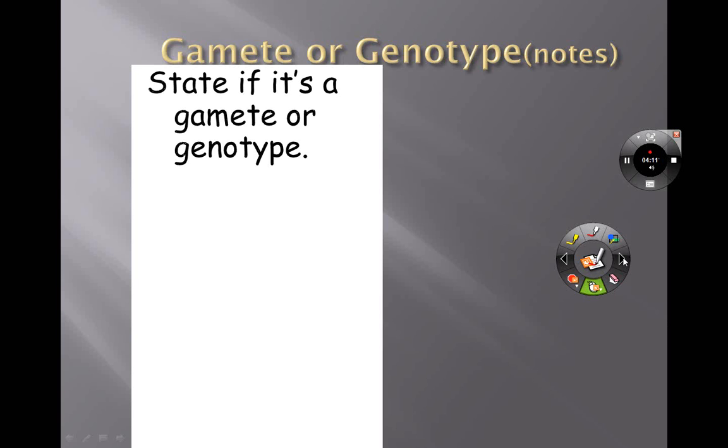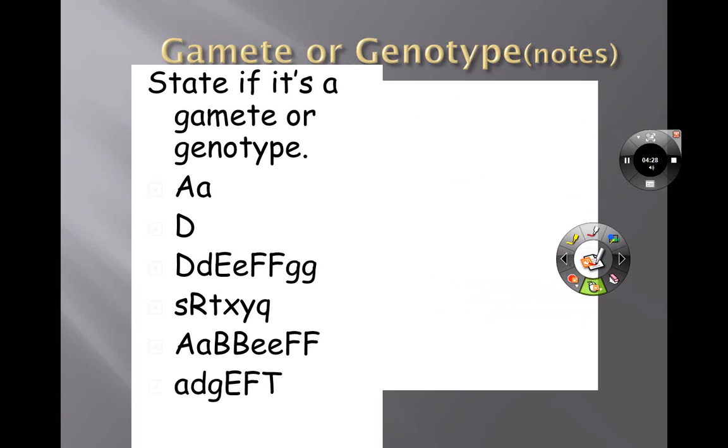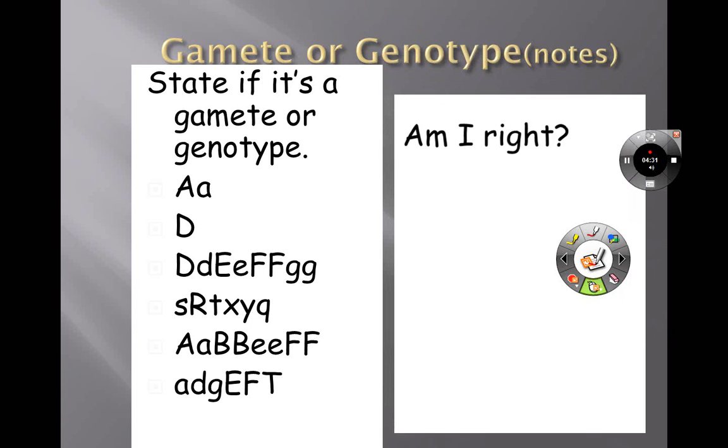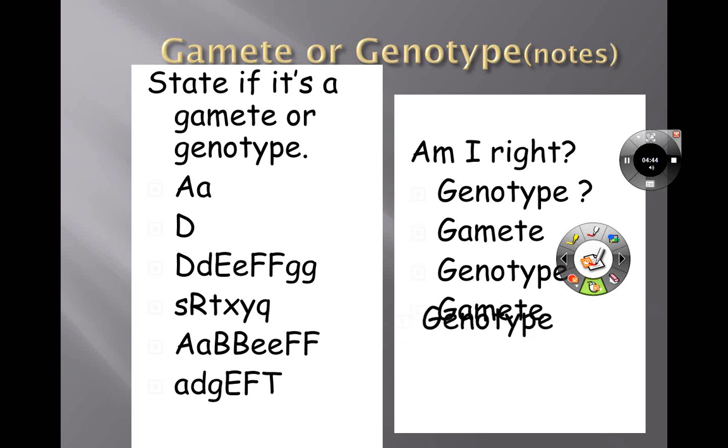So here, we want to tell the difference if it's a gamete or a genotype. Remember, a gamete has no repeats, where a genotype is going to have repeats. So, the first one is the genotype. Gamete. Genotype. Gamete. Genotype and gamete.